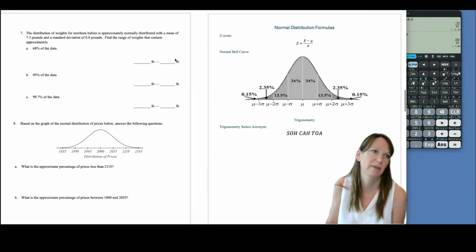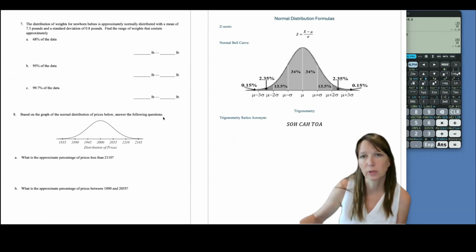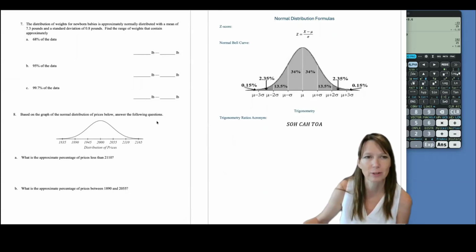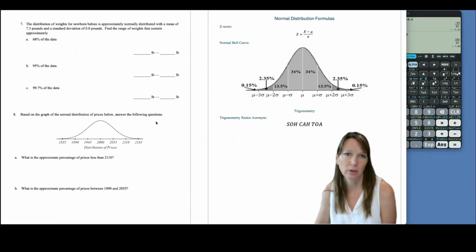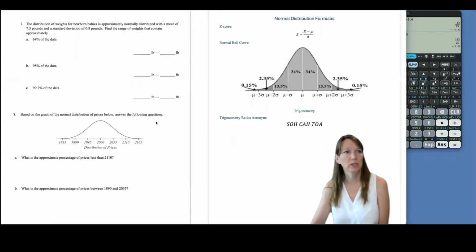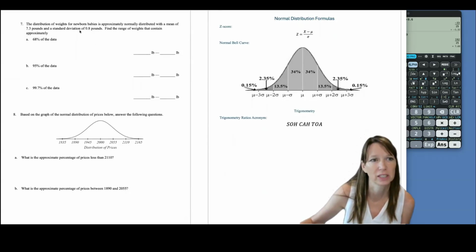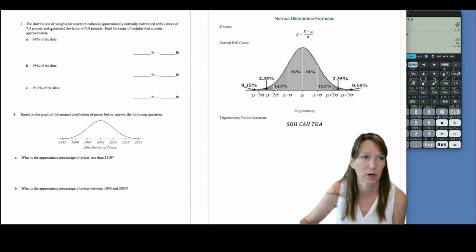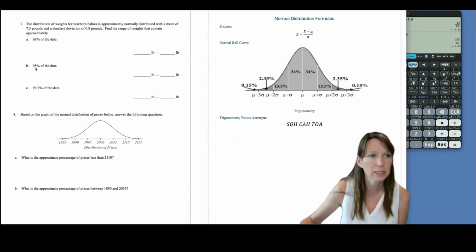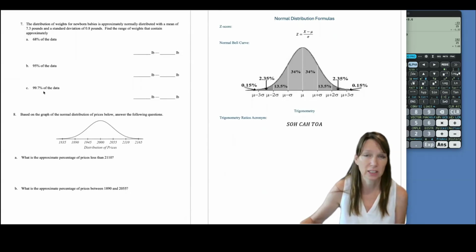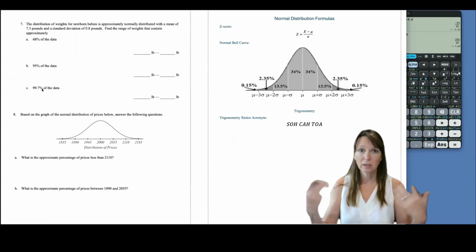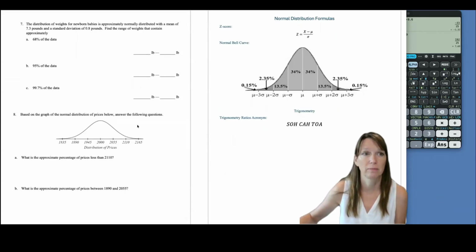Okay, question number 7. The distribution of weights for newborn babies is approximately normally distributed, we probably don't need both those words, but is normally distributed with a mean of 7.3 pounds and a standard deviation of 0.8. Find the range of weights that contain approximately 68%, 95%, and 99.7% of the data. So that's our empirical rule. So I want to find plus or minus 1, 2, and 3 standard deviations from the mean.